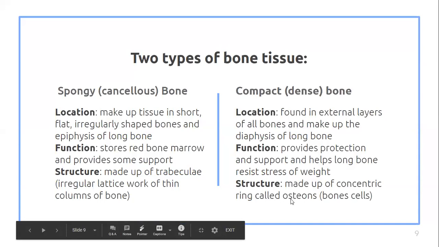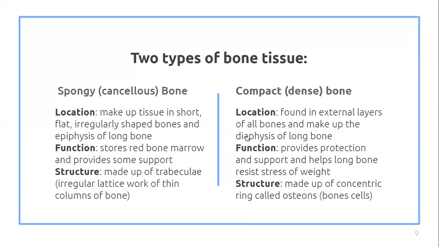And as we discussed, osteons are basically bone cells. Bone cells are very tough, and that's why compact, dense bone is so much harder. I think of spongy bone like it's in the name: spongy. You think it's not that firm. It's there to provide some support and store red bone marrow. The compact bone, the really dense one, provides protection because it's so firm and it's made out of bone cells.